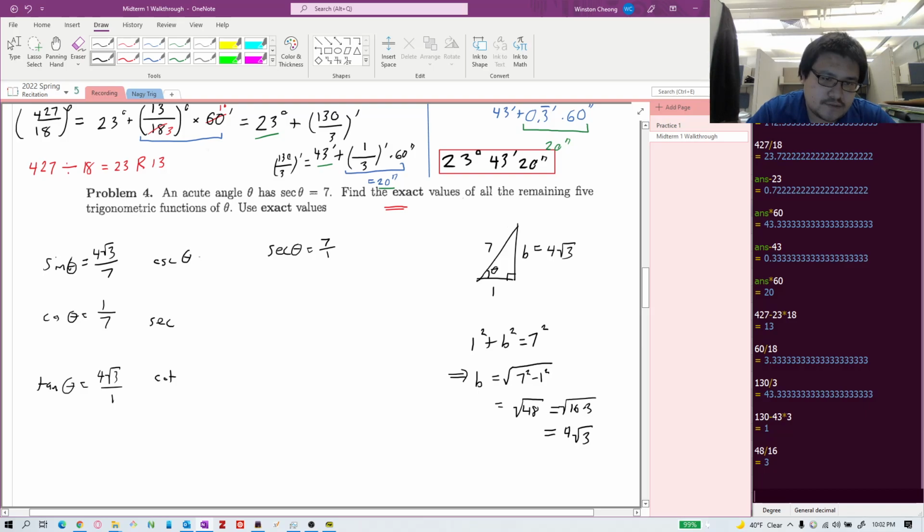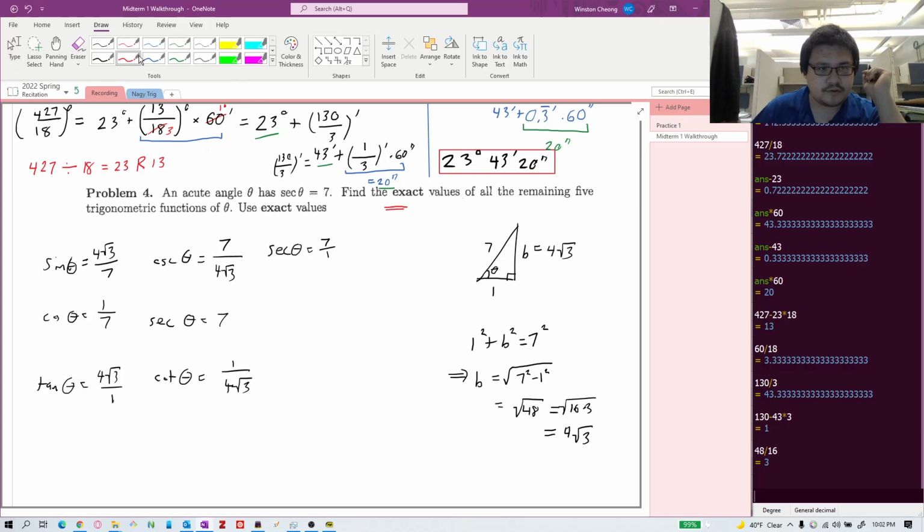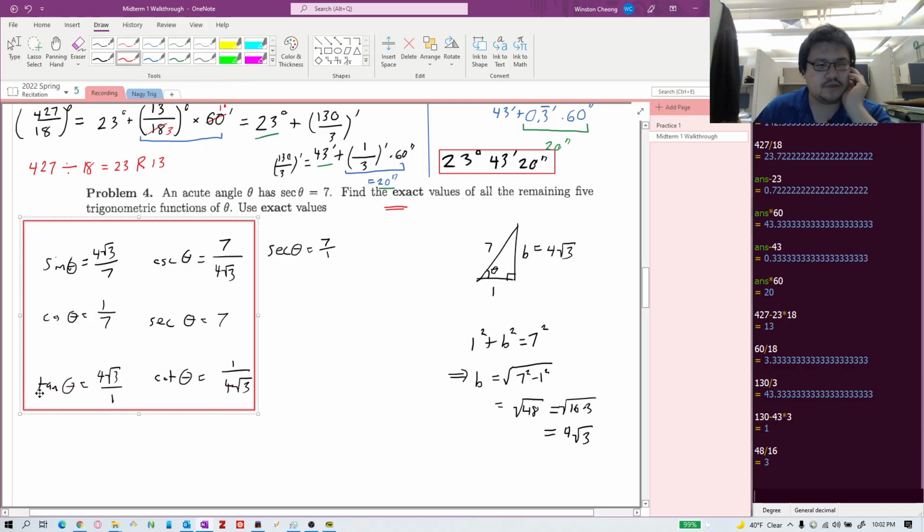Cosecant is the reciprocal, so I don't need to look at the triangle anymore. I can just take this fraction and flip numerator and denominator. So 7 over 4 radical 3. Flip this, well actually this is given to us, so we knew that to begin with. And then cotangent, 1 over 4 root 3. So these are the values that we need for our answer.